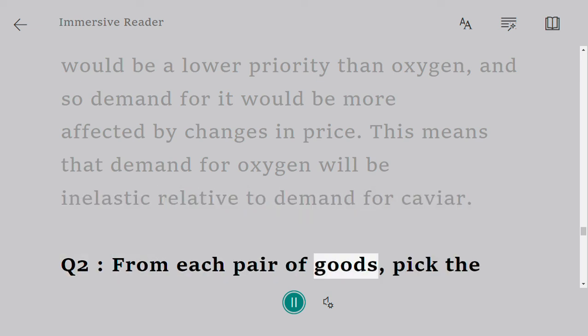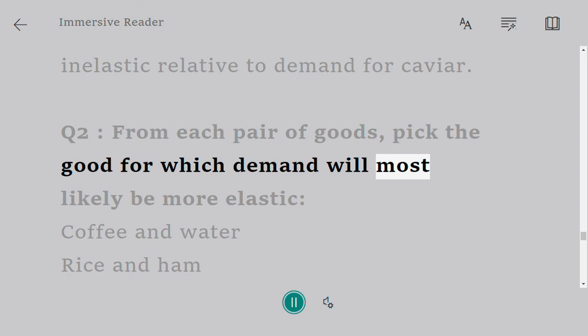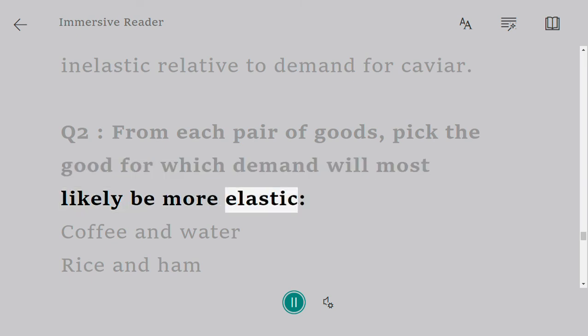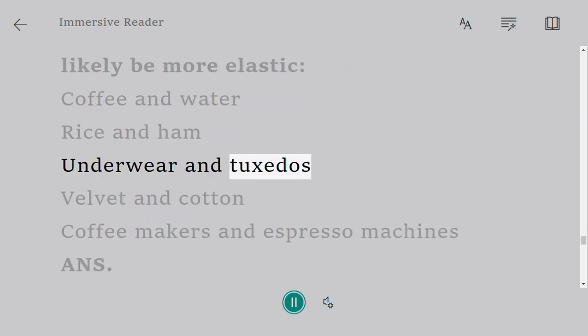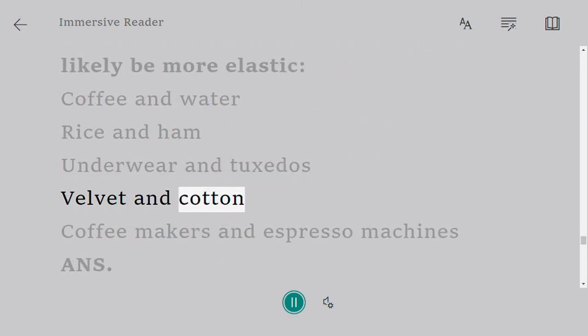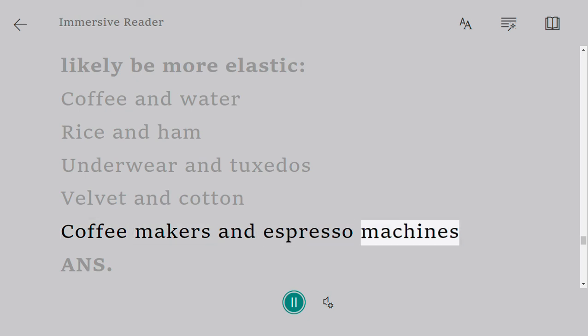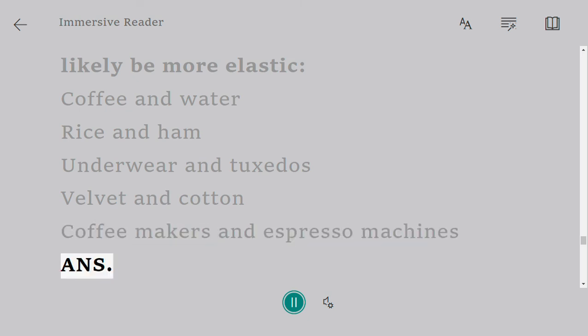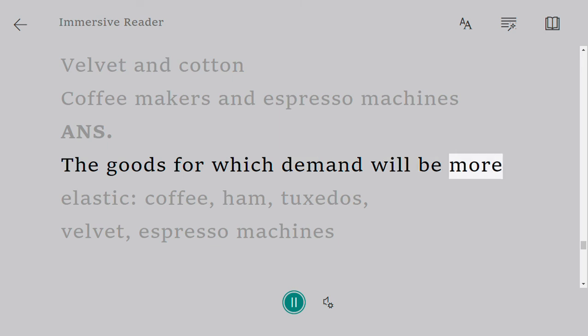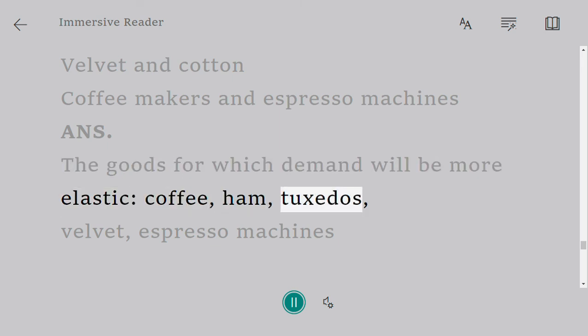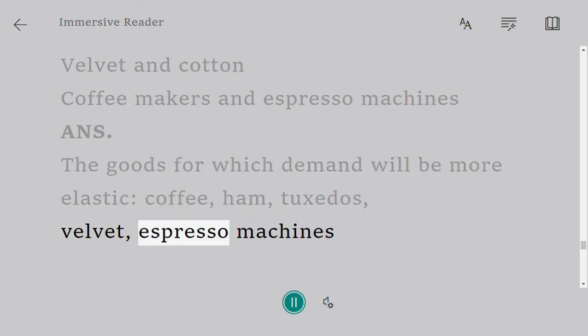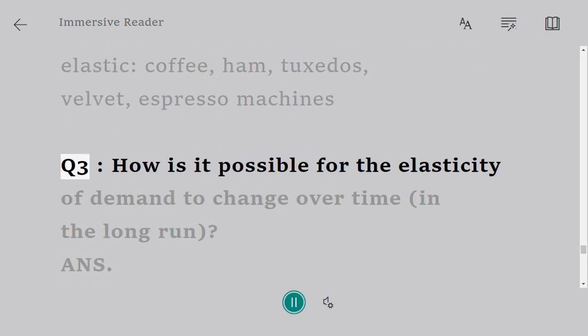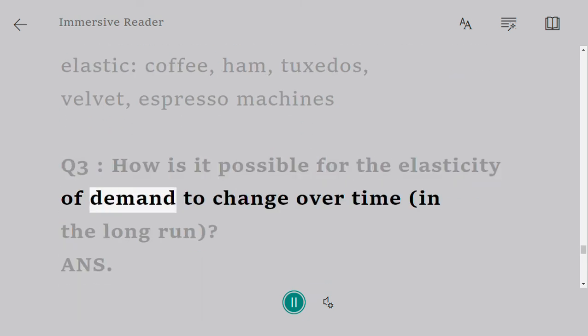Q2. From each pair of goods, pick the good for which demand will most likely be more elastic. Coffee and water. Rice and ham. Underwear and tuxedos. Velvet and cotton. Coffee makers and espresso machines. ANS. The goods for which demand will be more elastic: coffee, ham, tuxedos, velvet, espresso machines.